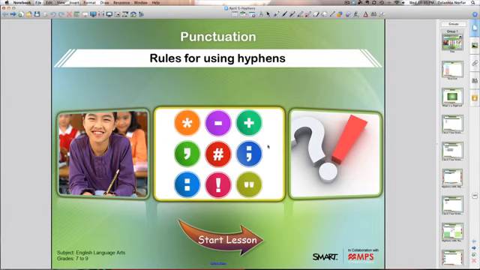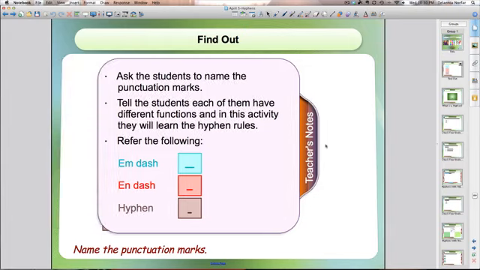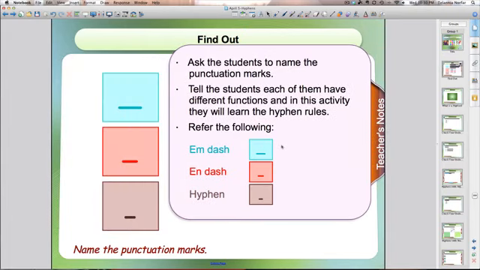We're looking at hyphens today. So, pause the video for a moment and see if you can name these three different images. These are actually not all hyphens. What are the names of the punctuation marks? Unpause the video when you're done. Okay, let's see the answers. These are two different types of dashes and then a hyphen.